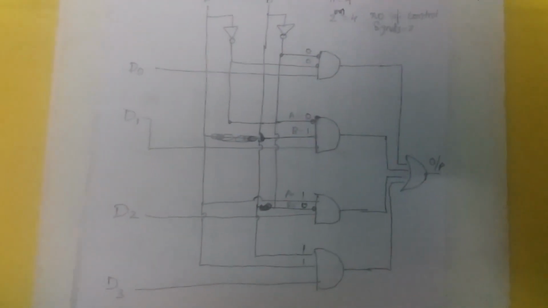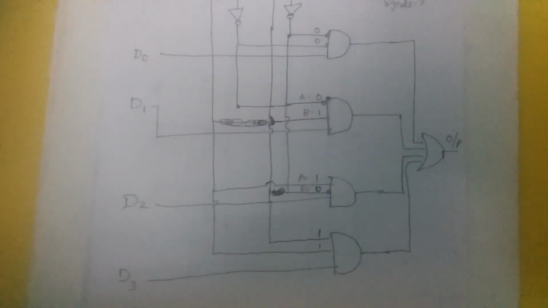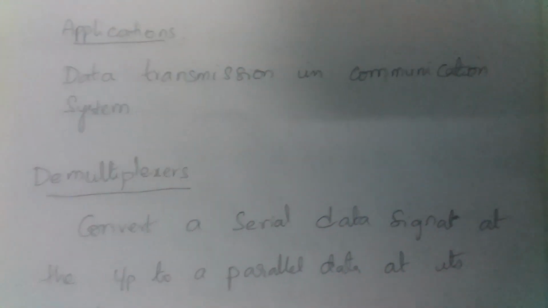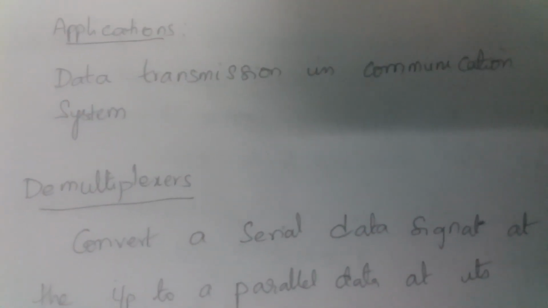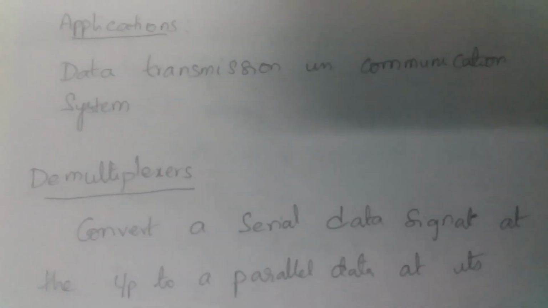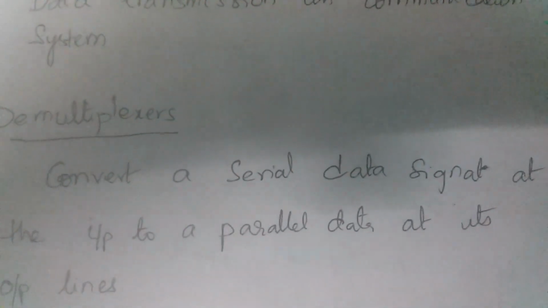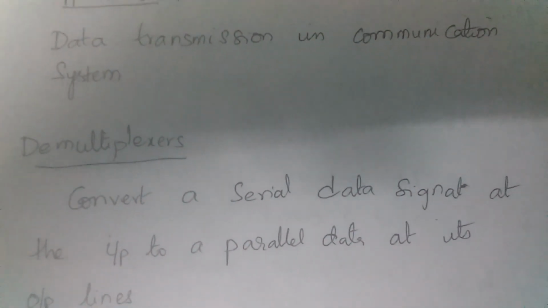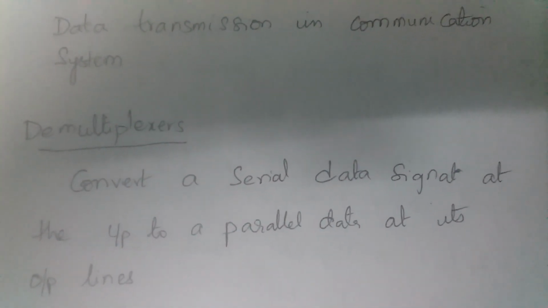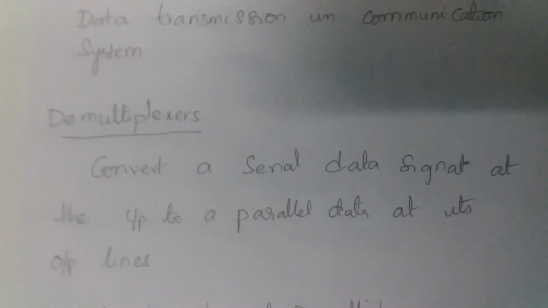Now let's have a look at demultiplexers. Before that, where do we use these multiplexers? We use multiplexers in communication systems for data transmission. Demultiplexers convert a serial data signal at the input to parallel data at its output lines.